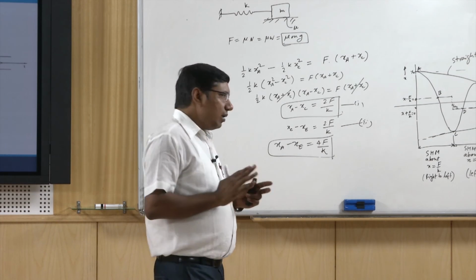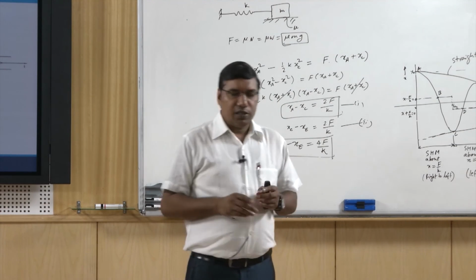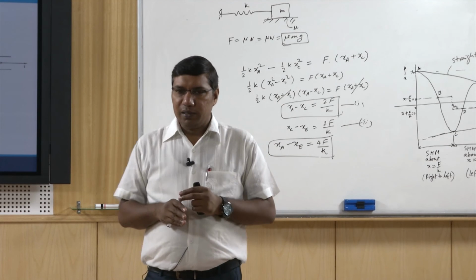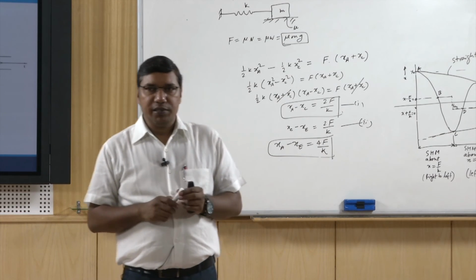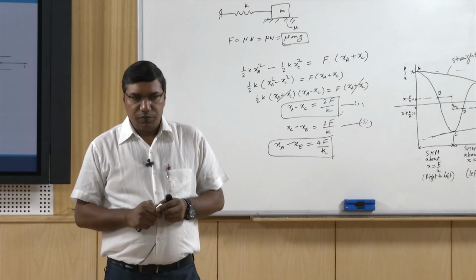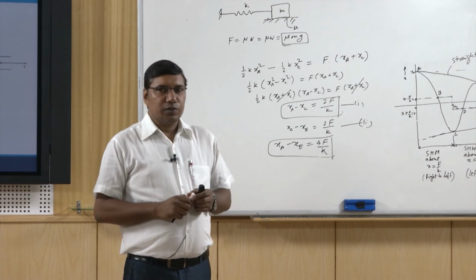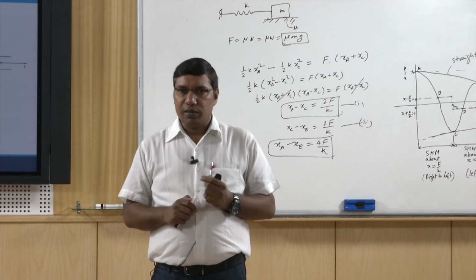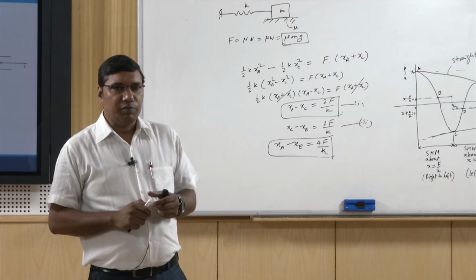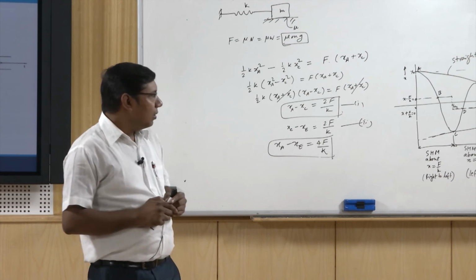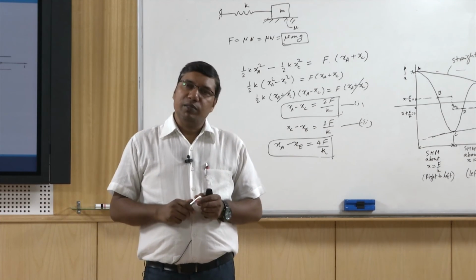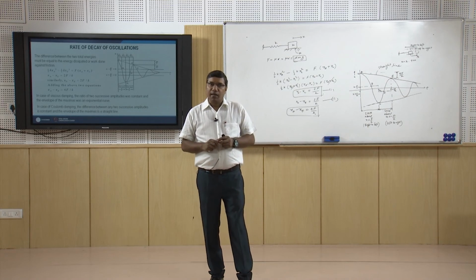So there are differences between the physics of the two dampings, and we understand basically the two things we were interested in, the frequency of vibration and the rate of decay, and both things we have discussed for viscous damping as well as Coulomb damping.